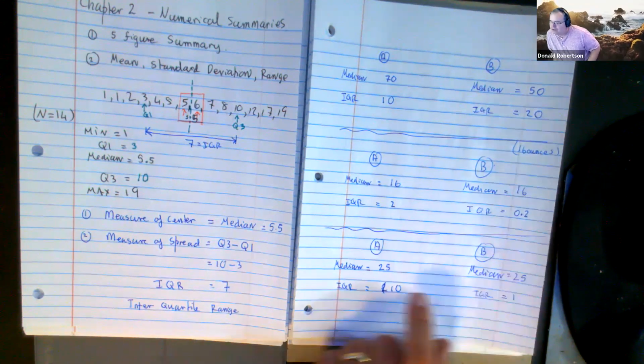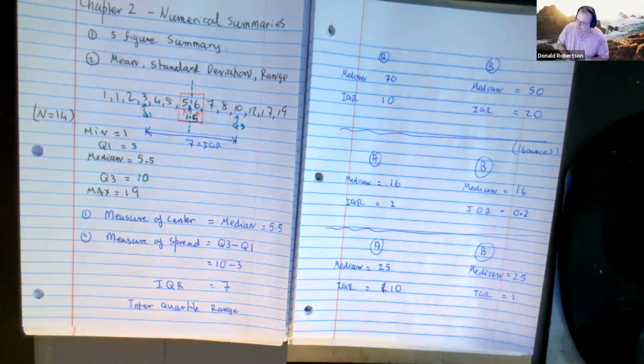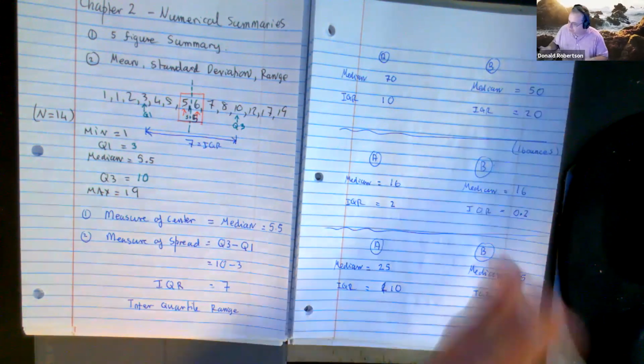So you can see how you could use these numbers. The interquartile range gives you an idea of one of the things it does: consistency, if you're talking about sports.